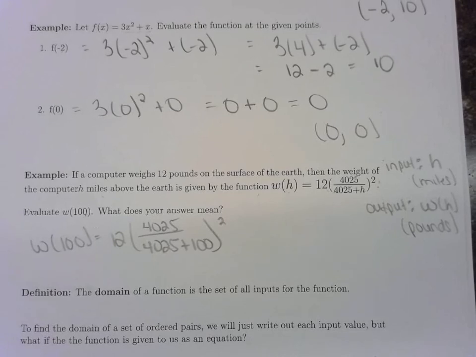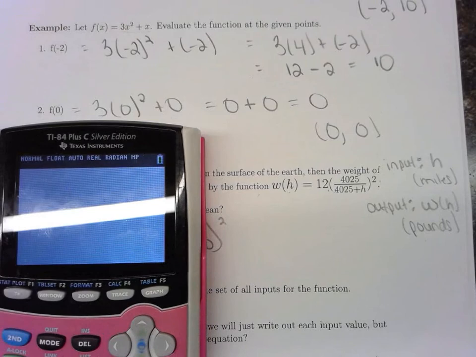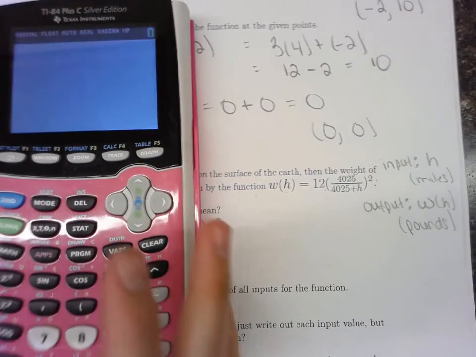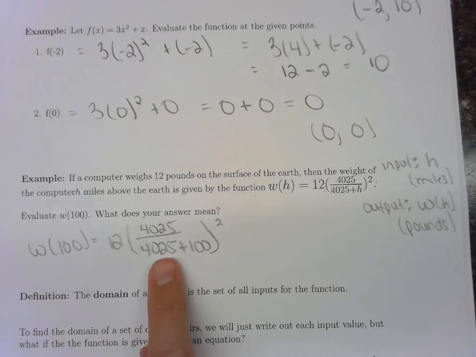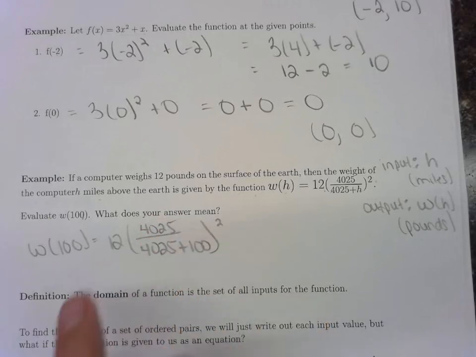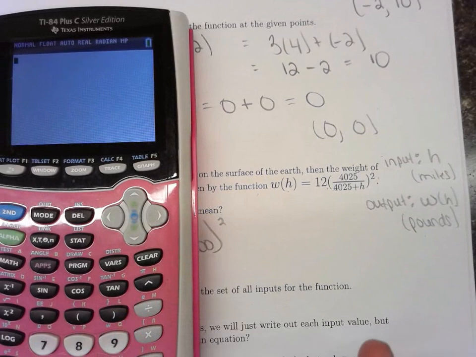Alright, we definitely need our calculator for this one. Clear out that scatter plot. So I'm going to do the fraction first. Remember your order of operations. You want to start with, here we have an exponent, but you need to evaluate the fraction and then square it, and then we'll multiply by 12. We could do this all in one step, but I'm going to do it in a couple steps.